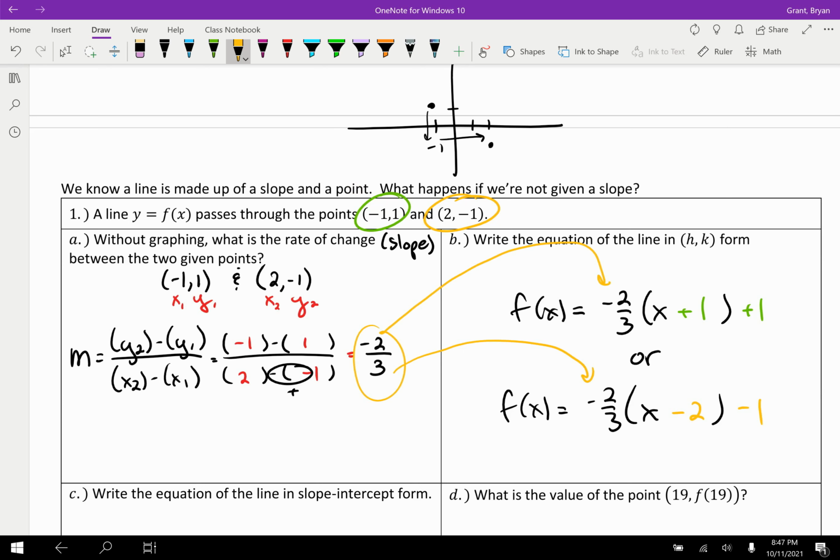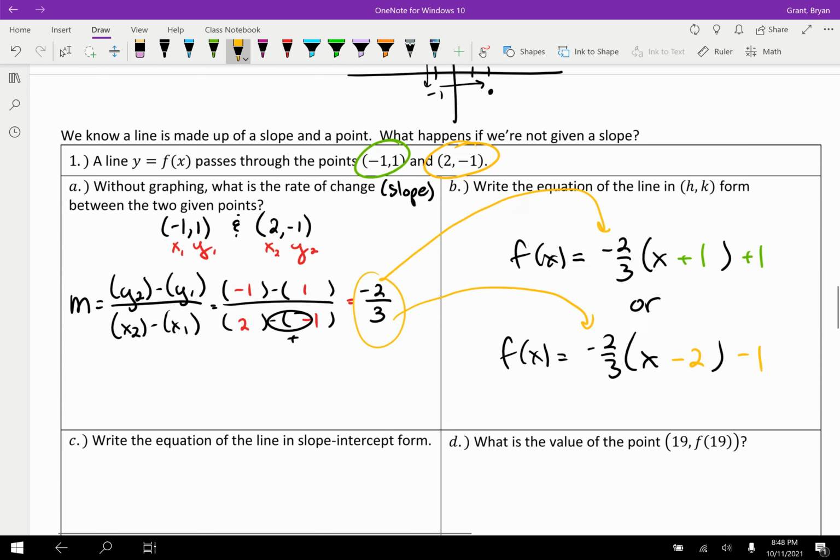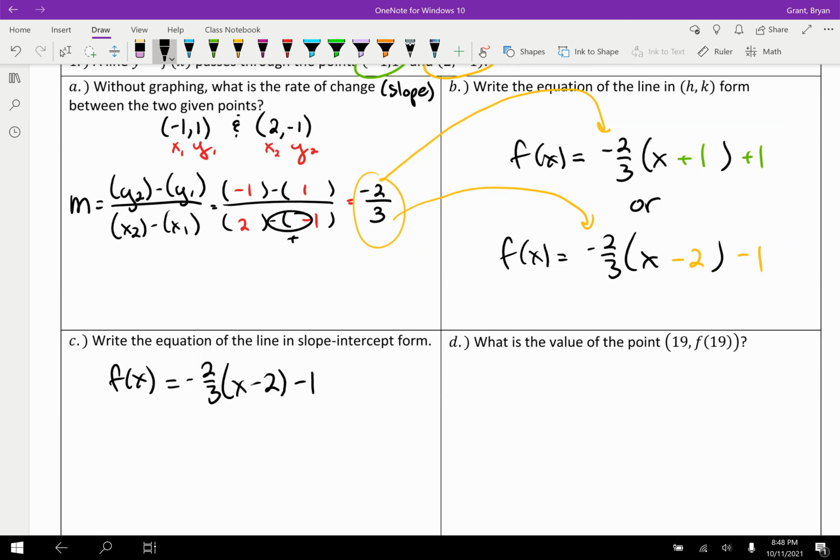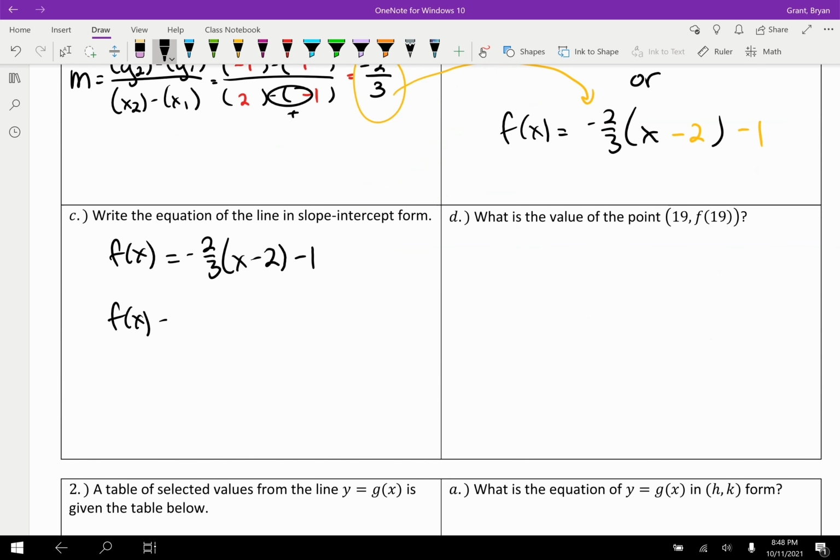All right, part C. With part C, we're asked to write the equation of the line in slope-intercept form. You should be pretty good at this by now. This one is a little bit trickier. I'll do the one in yellow down below. So we have negative 2/3 x minus 2 minus 1. We need to distribute this. When we distribute, and this is why this is a little bit trickier, negative 2/3 isn't going to go nicely with the negative 2 there. But we need to be comfortable with fractions. This is negative 2/3 x. This is negative 2 over 1.